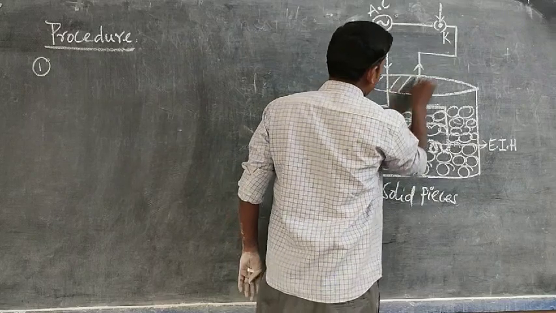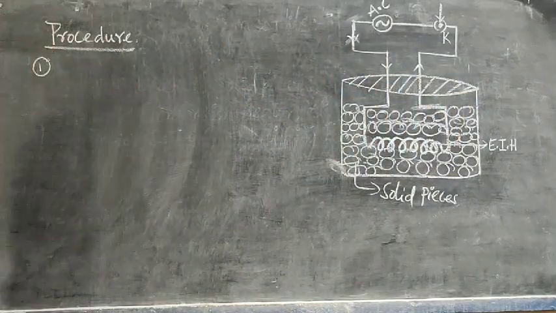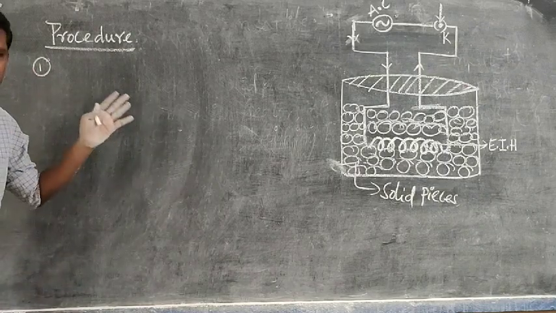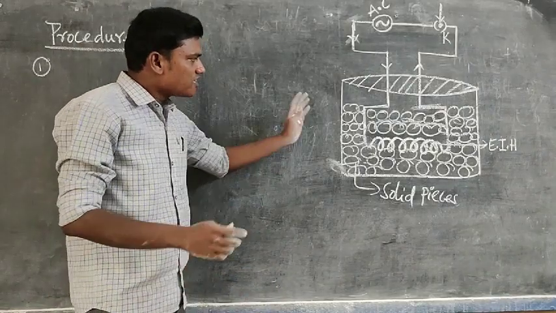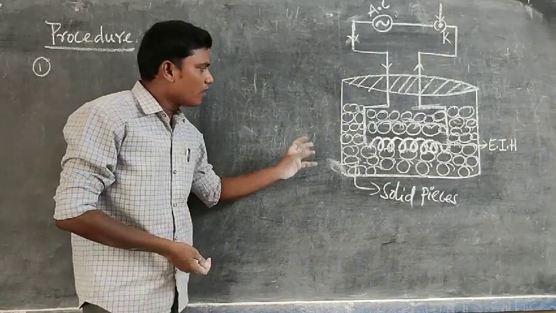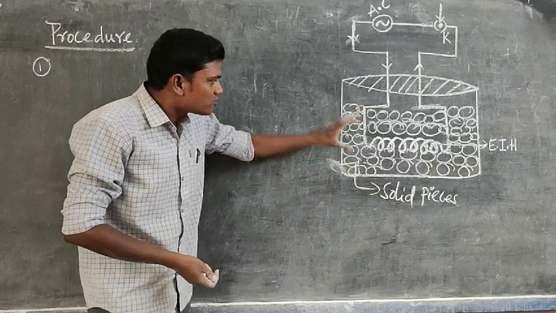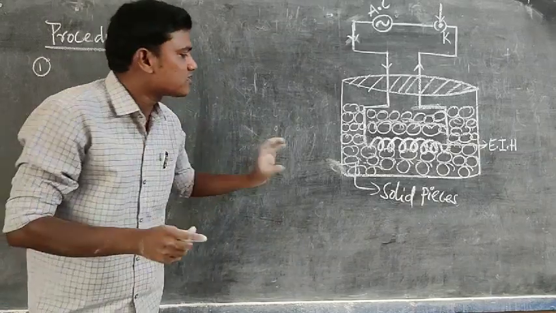Solid here, it is closed with a wooden lid. So come to that one. First of all, we can take a large empty beaker, and in that large beaker we have taken the mass of solid pieces.